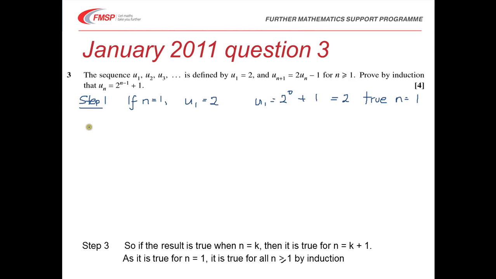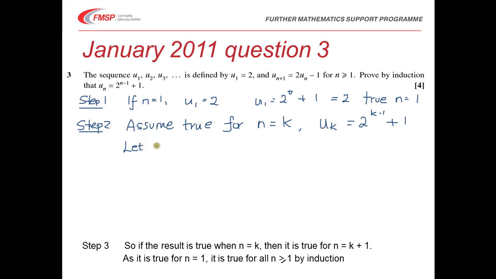So we then look at the inductive step, step 2. So we again make the assumption that it is true for n equals k. Now that means basically we're going to assume that this general term u of k is equal to 2 to the k minus 1 plus 1. So we're going to assume that that is true, and we're going to look at the next term. So we're going to let n equals k plus 1.